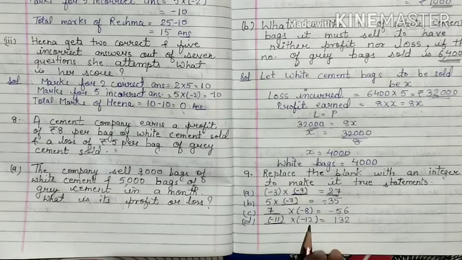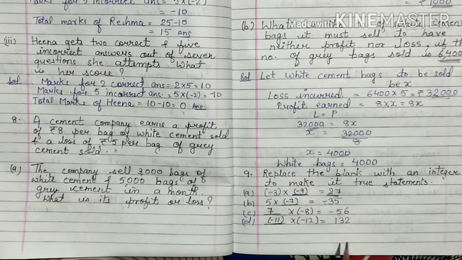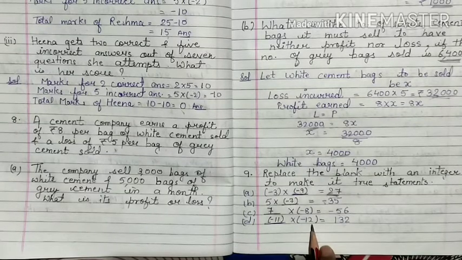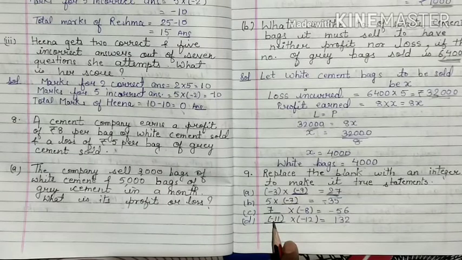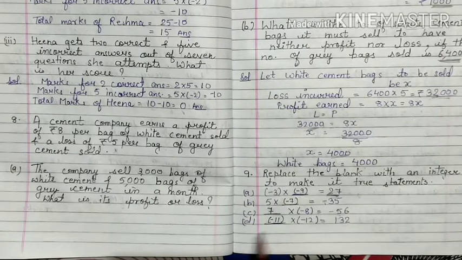Dash into 12 equals 132. Then we can also divide 132 divided by 12. Then the answer is 11. But here it is positive. So we take the negative sign. So now we have completed this exercise.